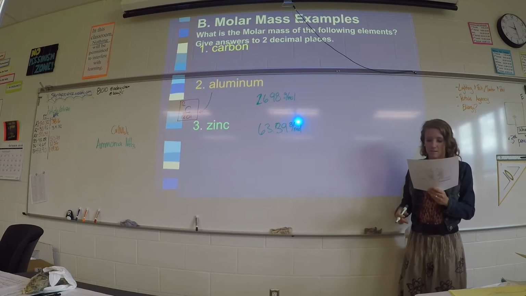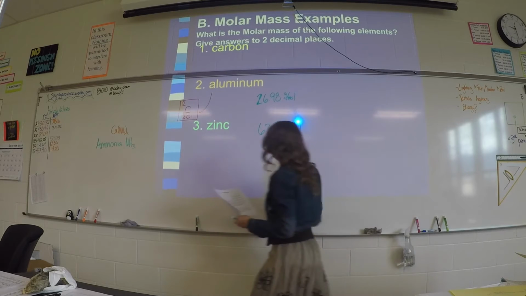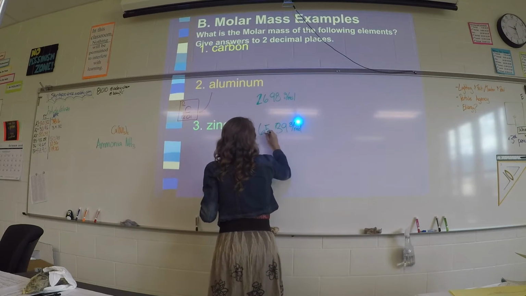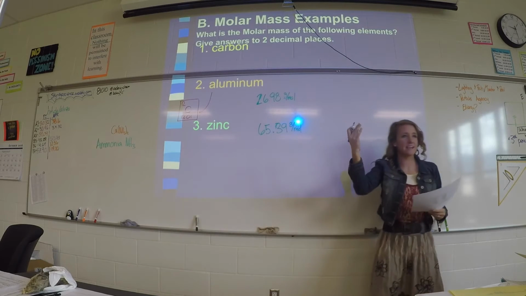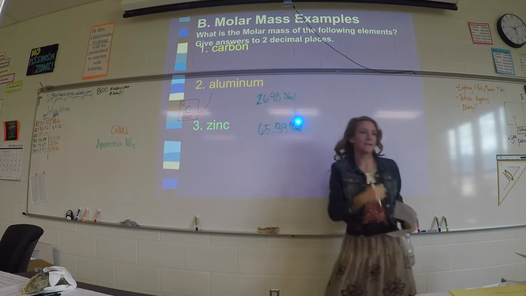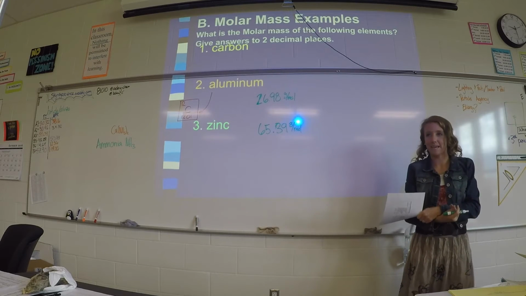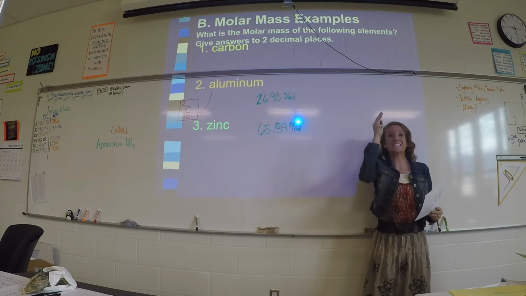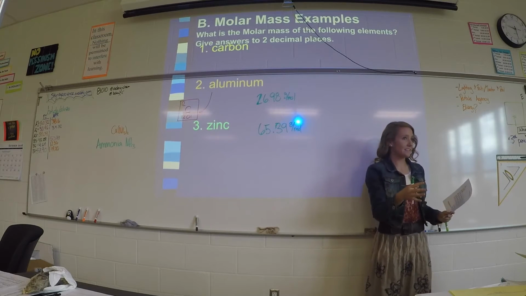65. That's what I meant. Sometimes my brain gets ahead of myself. I go too quickly, so I knew that. Anyways, 65.39 is what you should have. Okay? So this is how we find the molar mass of a single element.